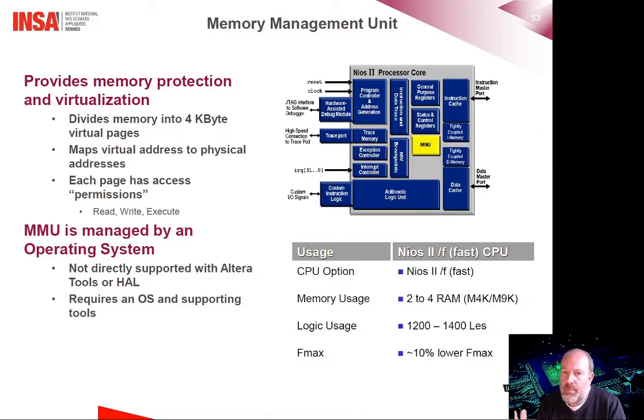So if you take a look at the Memory Management Unit, or MMU, I've just said that this MMU is mainly used by an operating system to ensure protection and isolation of different applications running on top of the processor. This provides memory protection and virtualization. It divides the memory space into 4 kilobyte virtual pages that may be accessible by the applications running on the operating system, and this block maps virtual addresses to physical ones. It also provides a specific access permission to these pages.